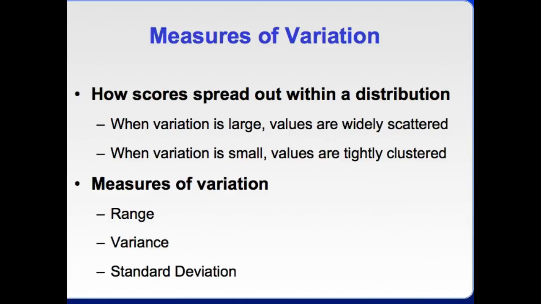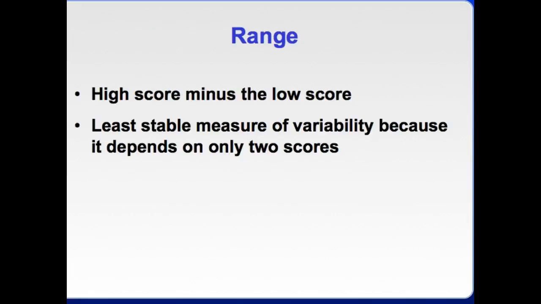Measures of variation, how scores spread out within a distribution. When variation is large, values are widely scattered. When variation is small, values are tightly clustered. The measures of variation include range, variance, and standard deviation. The range is the high score minus the low score. It's the least stable measure of variability because it depends on only 2 scores.